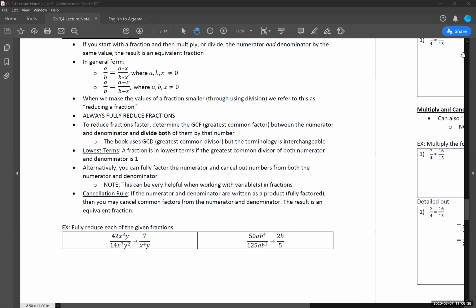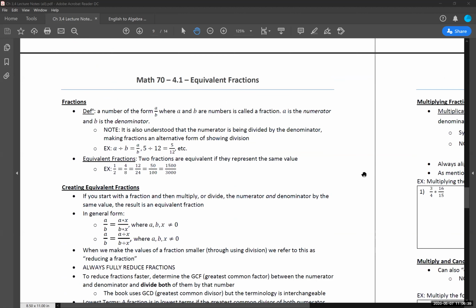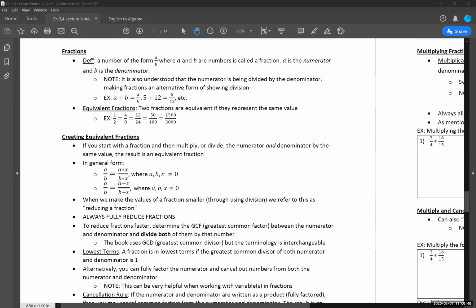Okay, so we are picking up where we left off yesterday. We're working with 4.1, equivalent fractions. So we had just gone through a lot of these definitions that we have, some notes that we have for going through and working with these things.